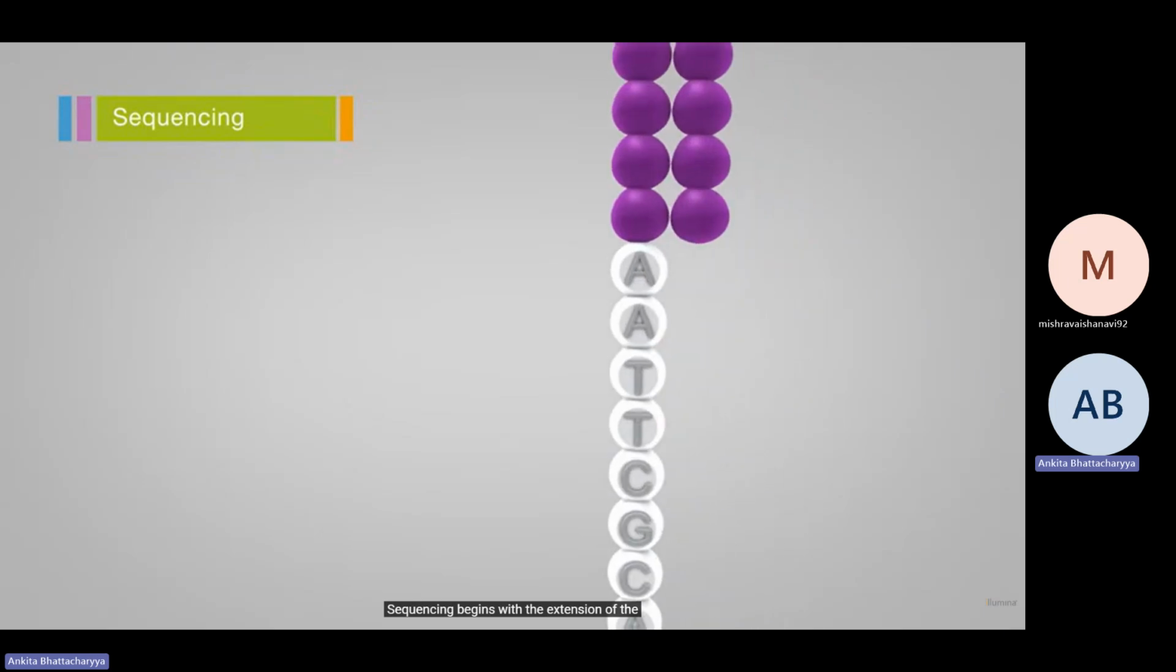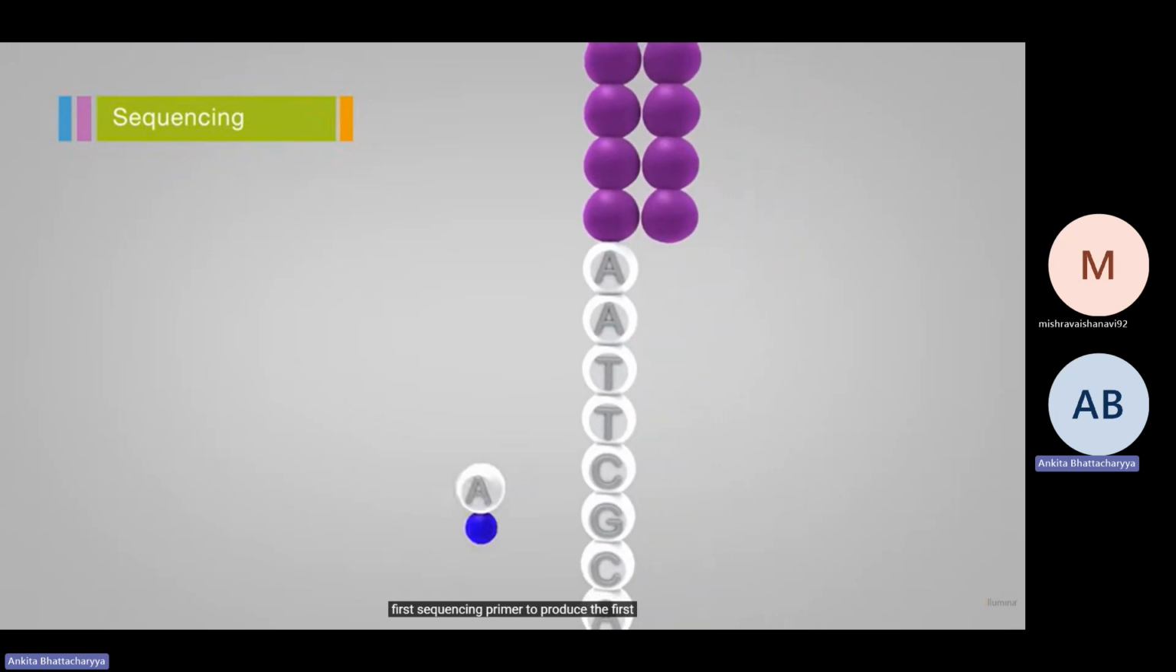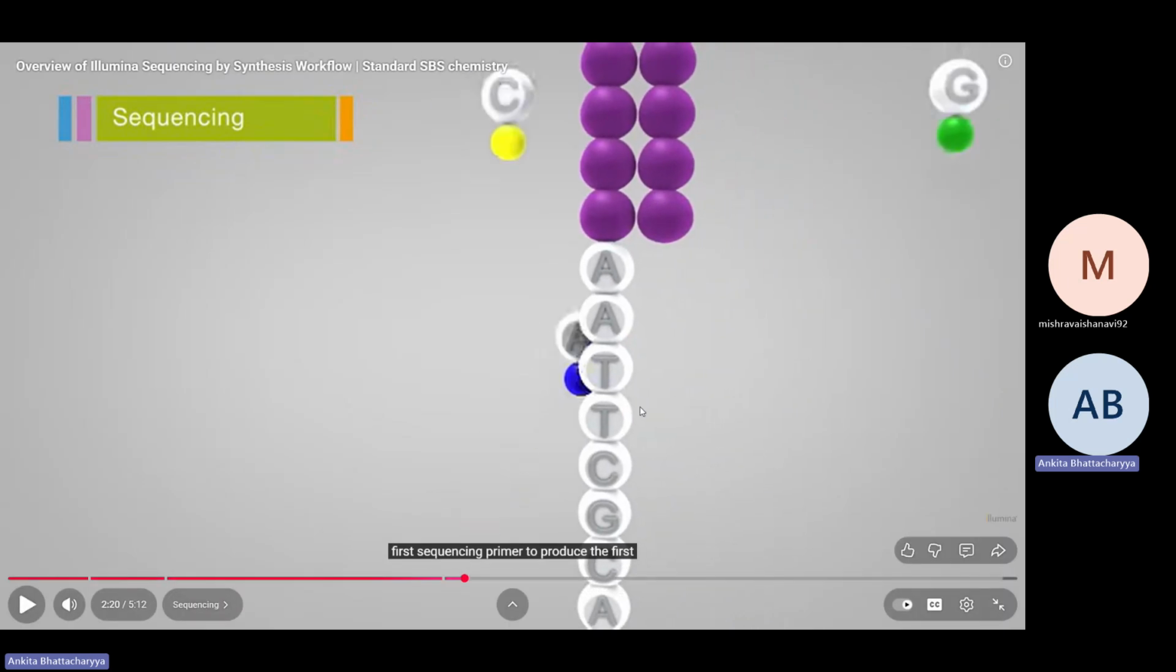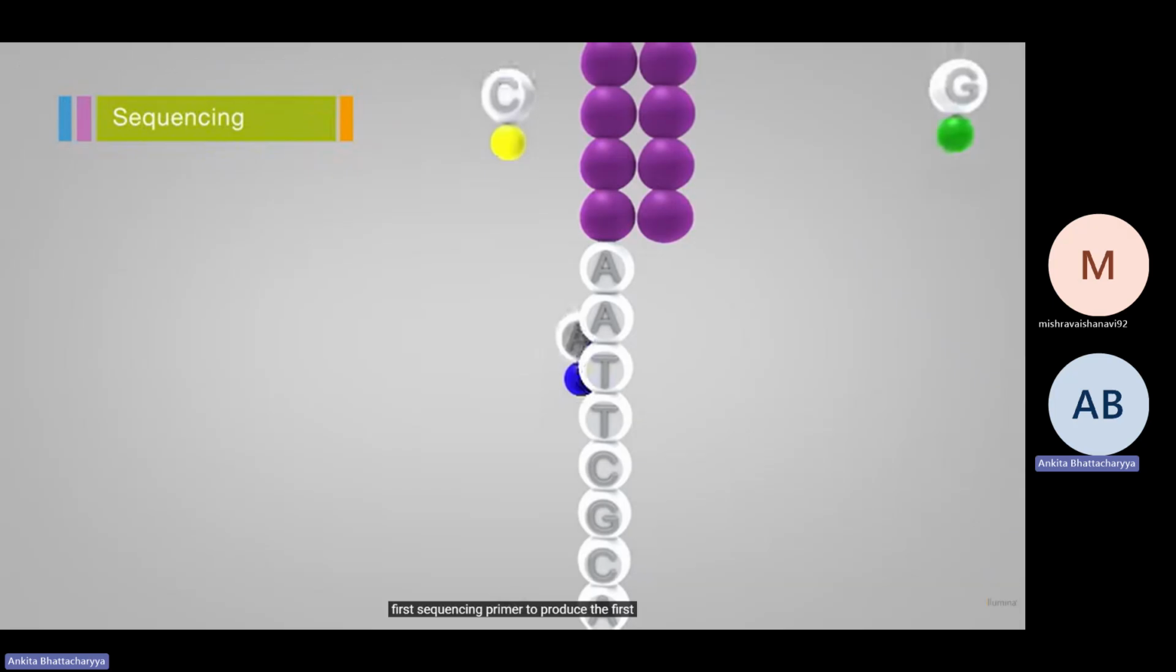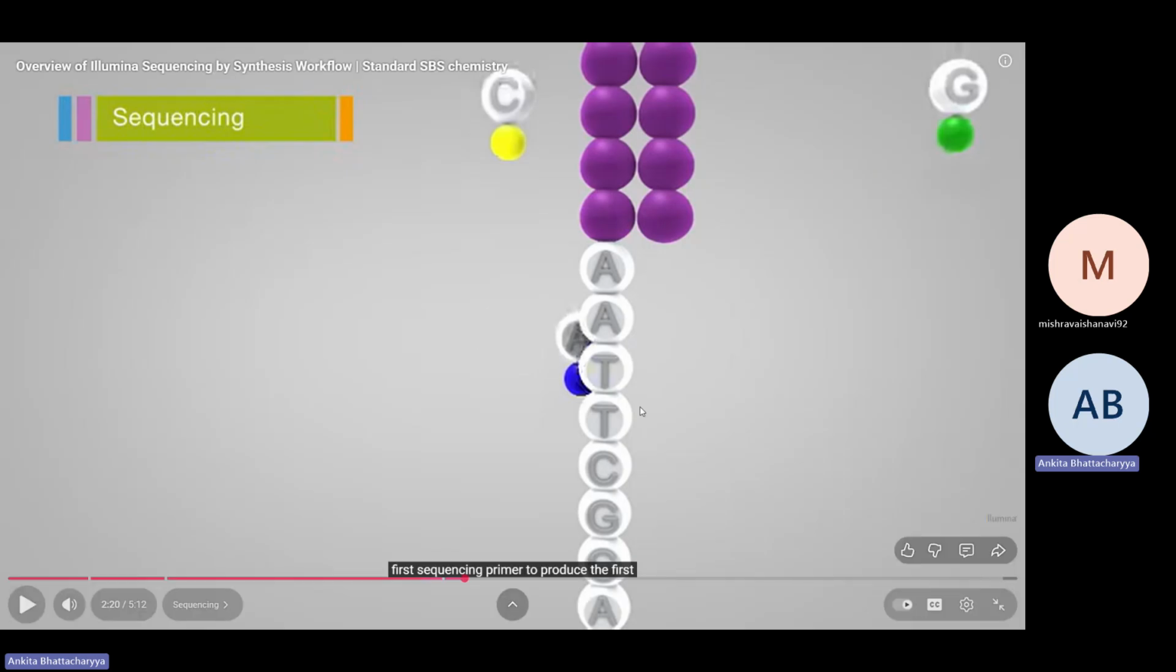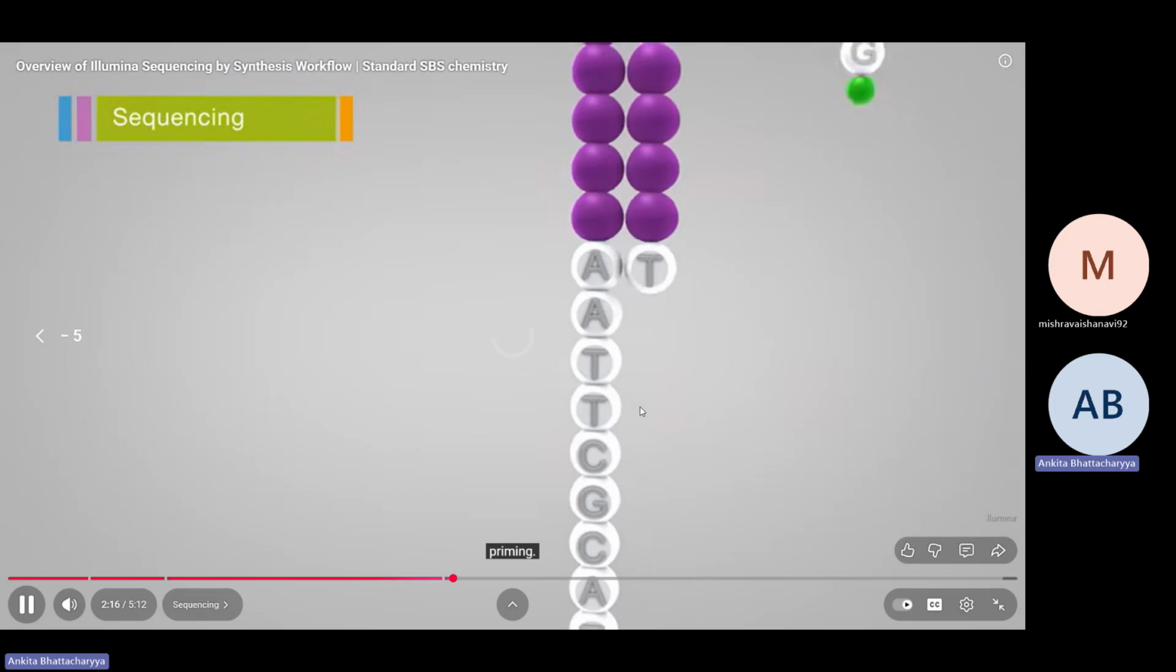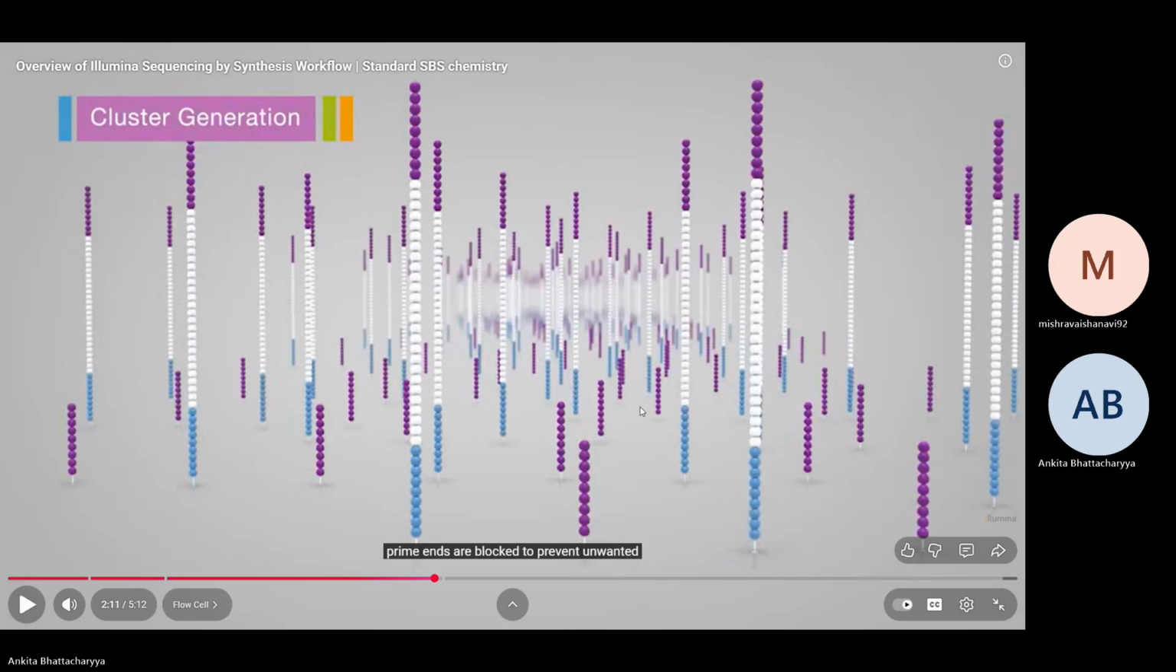Sequencing begins with the extension of the first sequencing primer to produce. Okay, so till now, library preparation has been completed. We have not yet moved into sequencing, like I just mentioned, but I hope that part was clear. Moving on to how the actual sequencing process takes place. The first read. Priming.